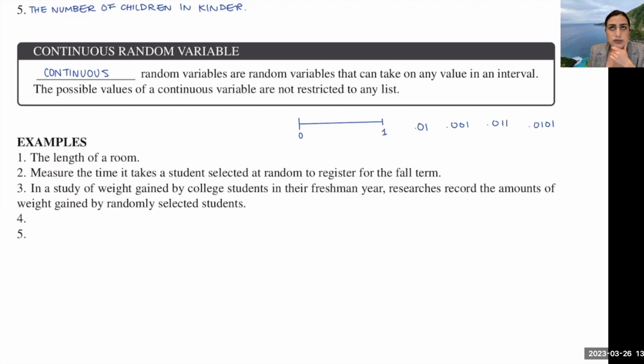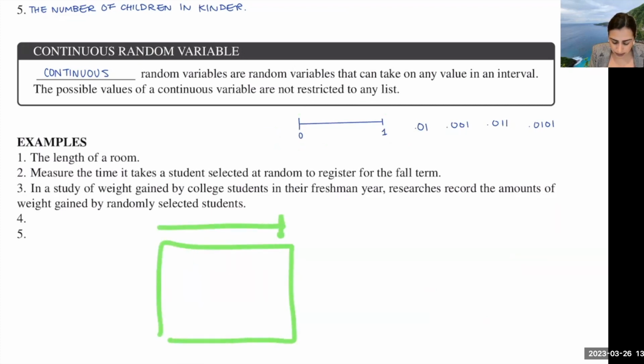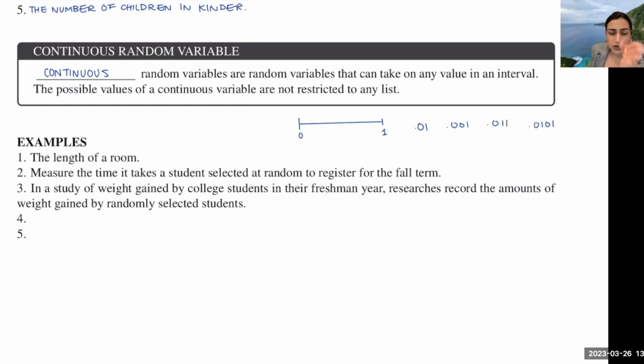For example, it's usually going to be measurements or lengths. So the length of a room, okay? When you're finding the length of a room, that value could be somewhere in an interval. Let's say the room is somewhere between 5 and 6 feet, so we have to look through that interval and figure out what that value is exactly. It's going to be some value within that interval. So the length of a room is considered a continuous random variable.